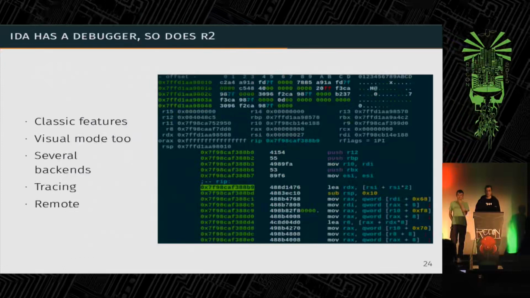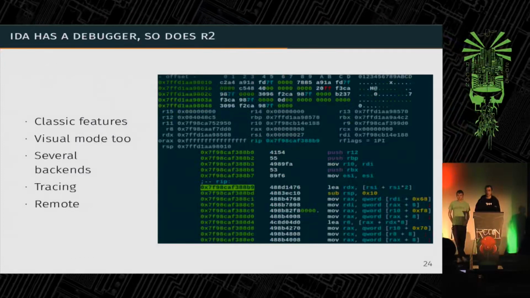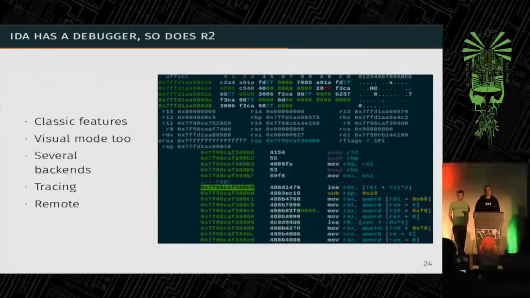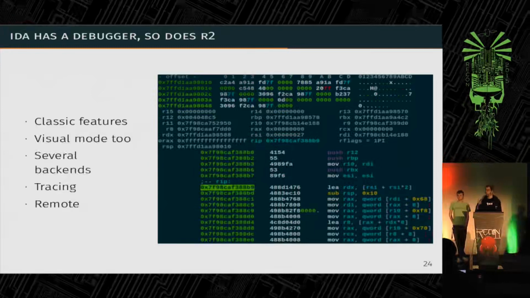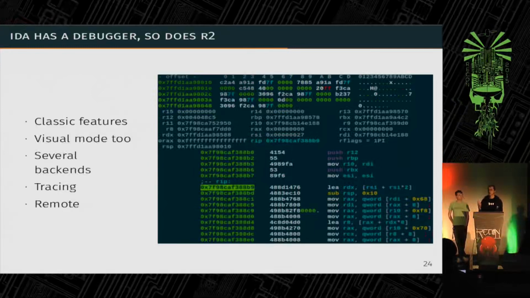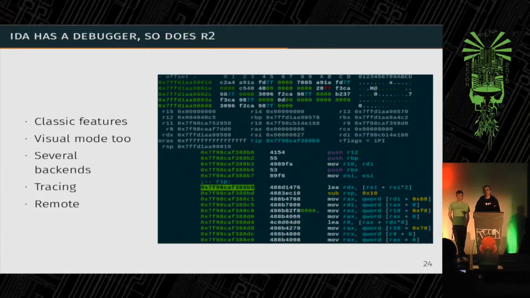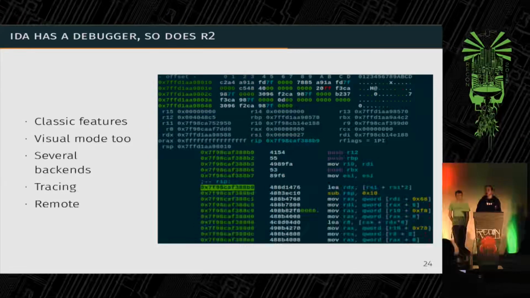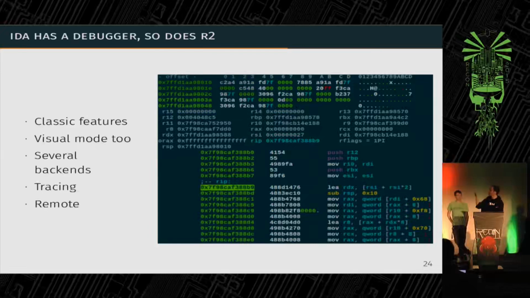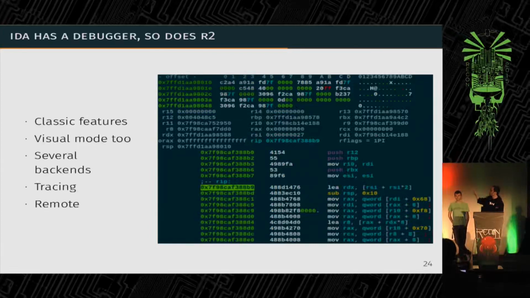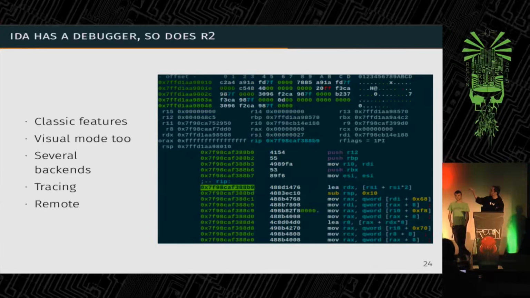IDA has a debugger, so do we. It has everything that you might expect from a debugger. It works in visual mode, so this is the visual mode. It's a little bit like PEDA, if you know about it. It was presented at Black Hat, I think. And it's a mode for GDB. And you've got the stack on top, the registers, and the current listing. You can see the IP here.